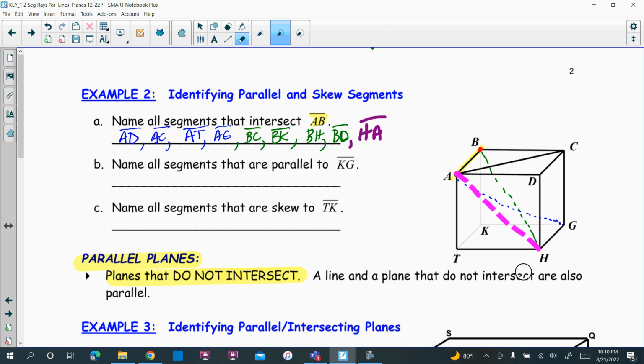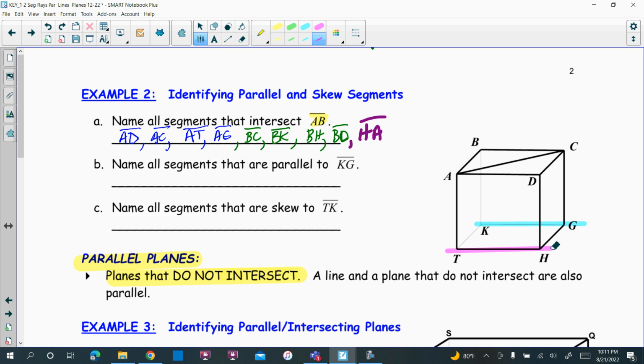All right, now let's talk about segments that are parallel to KG. So I'm just going to clear this off and start on focus. I'm going to highlight our KG. So this is the bottom segment here, back on the bottom face. We want to go parallel to this segment. So right off the bat, we can't do this, right? Because that's going to intersect. But right after, I can look at a segment that's on the bottom as well. There's one. We can see TH is one of them, parallel.